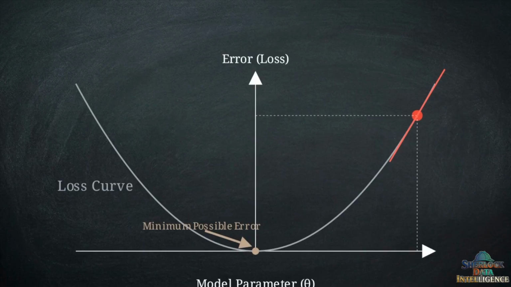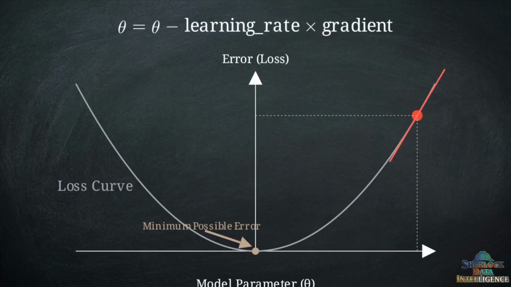To make those movements downward, we use a specific update rule. Theta equals theta minus the learning rate multiplied by the gradient. Here, the Greek letter theta simply represents our current parameter weight, the exact coordinates of our foot on the mountain. The gradient is the slope of our current position. Since our dot is sitting on the right side of the curve, the line of the slope points upward. Mathematically, that makes the gradient a positive number.